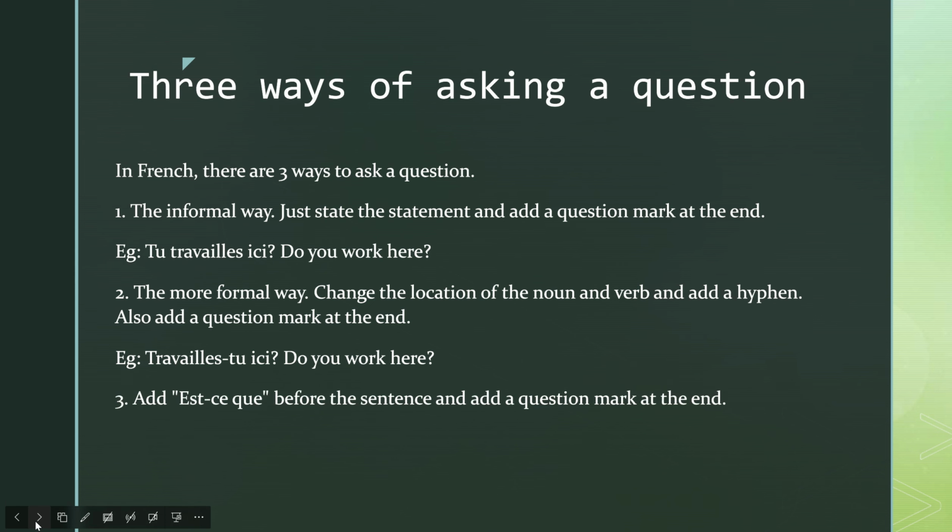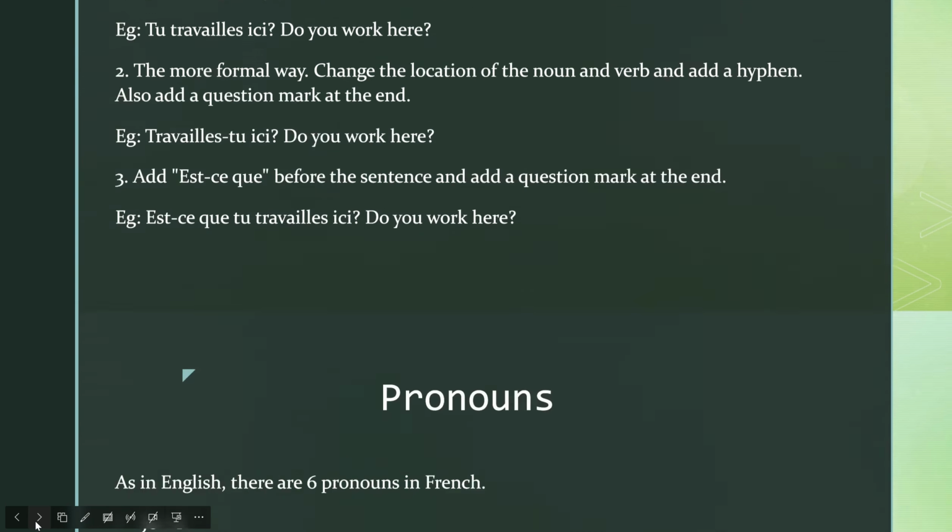And the third way, add est-ce que before the sentence and add a question mark at the end. Est-ce que tu travailles ici? Which all means do you work here?